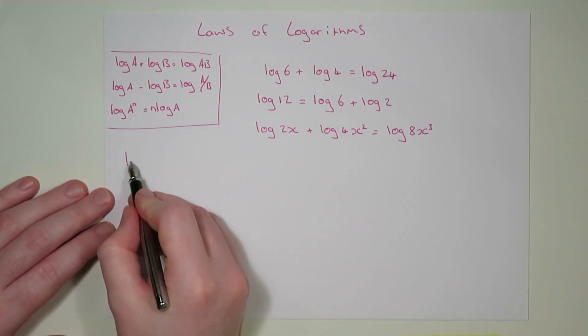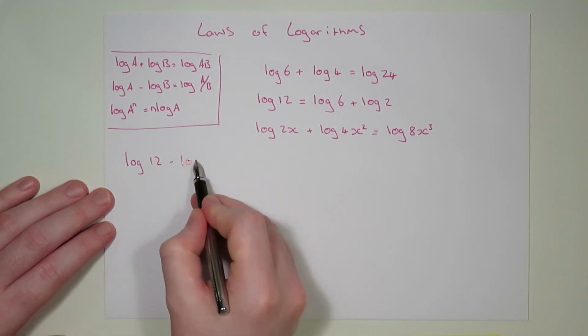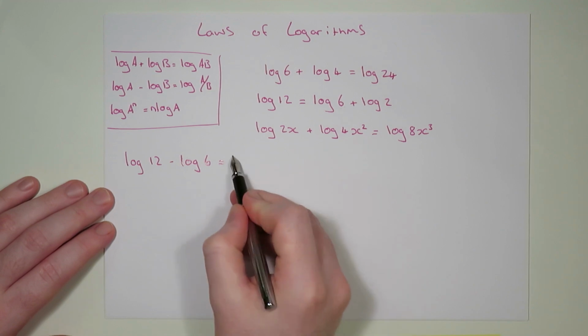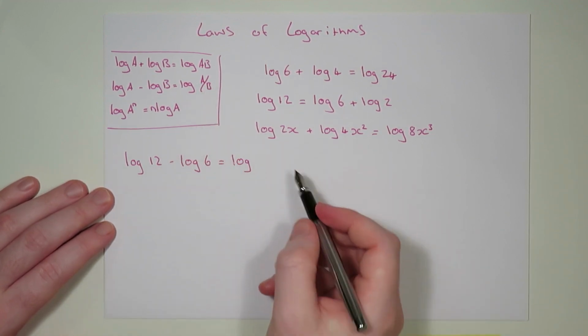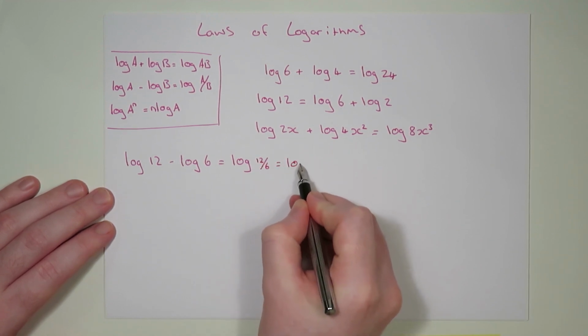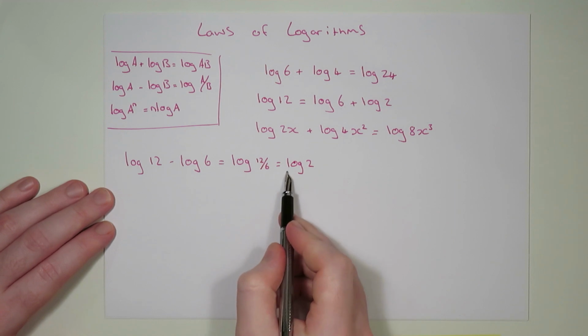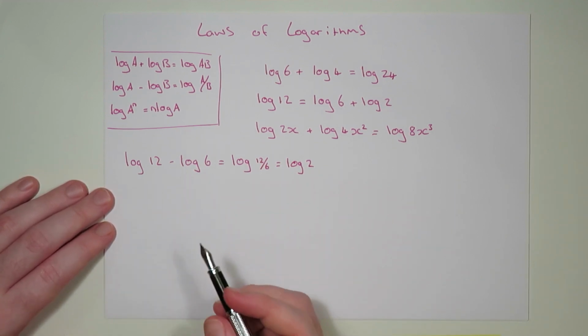So you could have, say, log 12 subtract log 6. What would that be? Well, that will be the logarithm of 12 divided by 6, because that's what we've got here. So 12 divided by 6, which is log 2. So log 2 is the exact same as log 12 minus log 6.